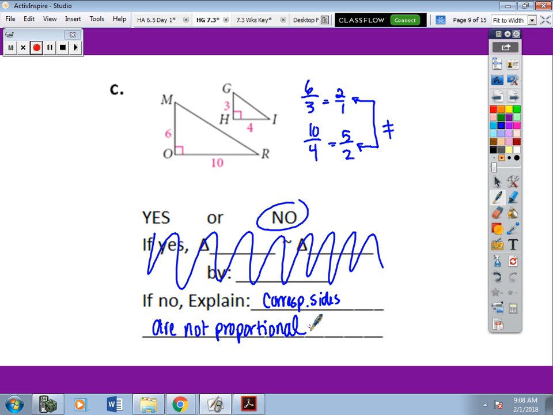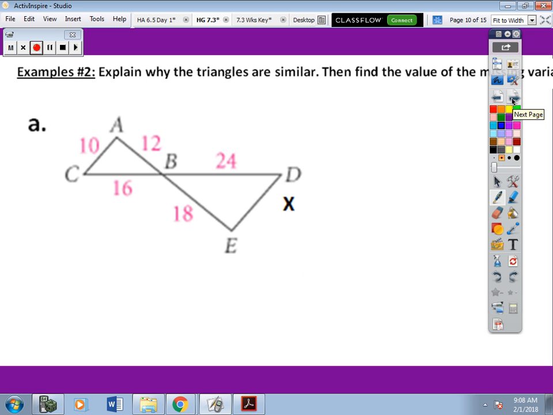Next set of examples, we still have to explain why the triangles are similar. It's no longer a yes, no. They're telling us they are similar, but you do have to explain why. And when it says explain why, you're just telling me which postulate is present. Okay, so you're just picking one of them.